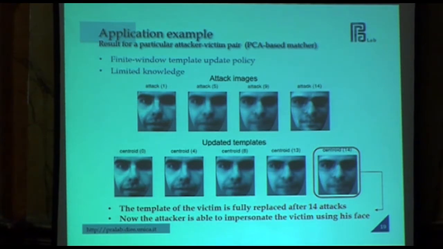Let me show you one paradigmatic example of the result. So for a specific pair of victim and attacker, and when you have, of course, a limited knowledge, the attacker has a limited knowledge. You see here, in this example, the attack images, in this case, 14 trials, and so 14 submissions of attack images are enough for the attacker to substitute completely the victim templates with his templates. So at the end, with 14 trials, the attacker has substituted the template of the victim.